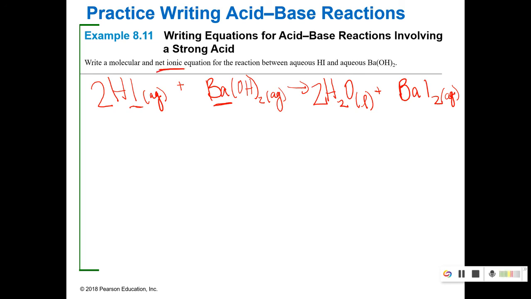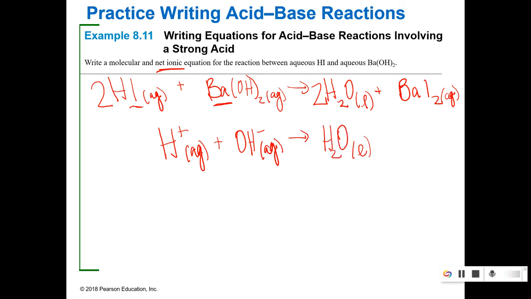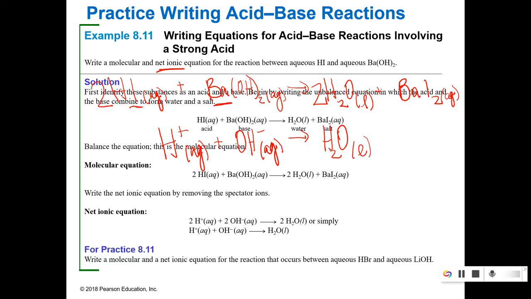Okay, this one just asks for the net ionic, not the complete ionic. Remember, all net ionics for acid-base reactions are going to be hydrogen plus hydroxide yields water. All of them. This is the easy one. So if that one appears on the test, pay attention. That's the easier one of them.